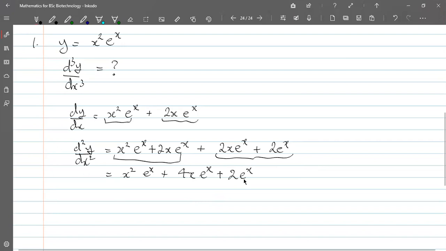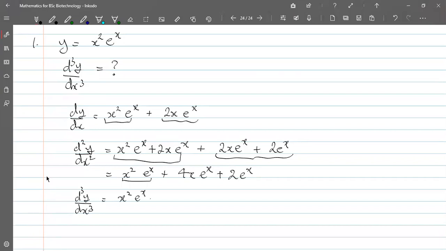Now to get the third derivative, you have to differentiate this again. So again, the first term, we have differentiated it already. So it's the same thing. The second one is very similar to this thing, only that 4 instead of 2. So that will be 4x e to the x plus 4 e to the x. And this will be just 2 e to the x.